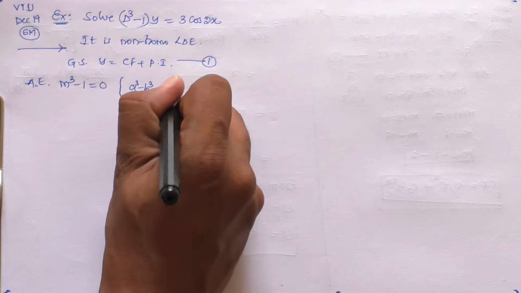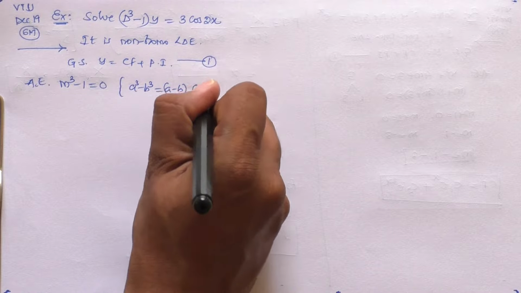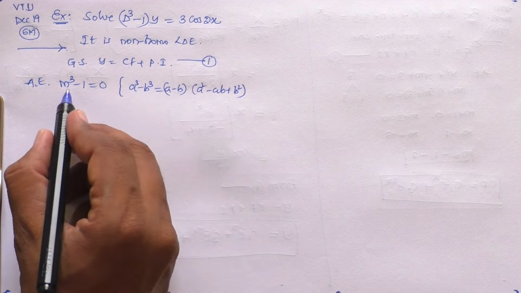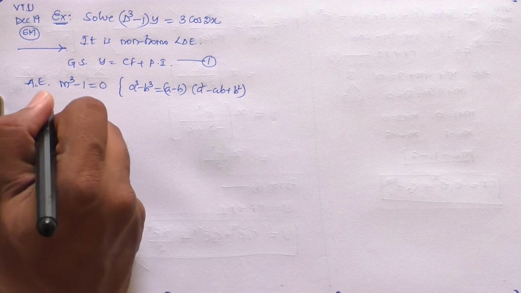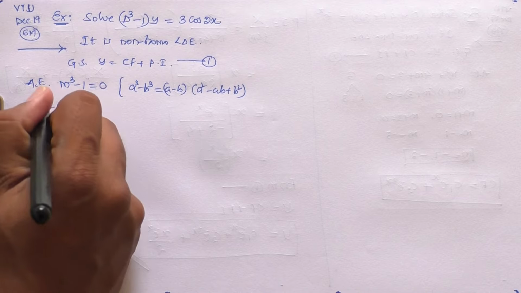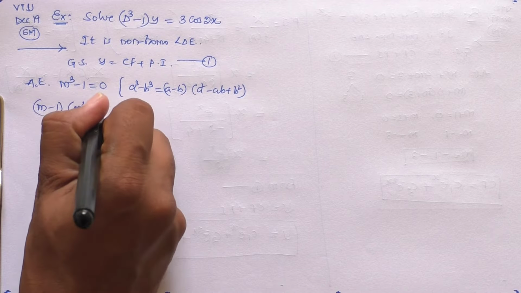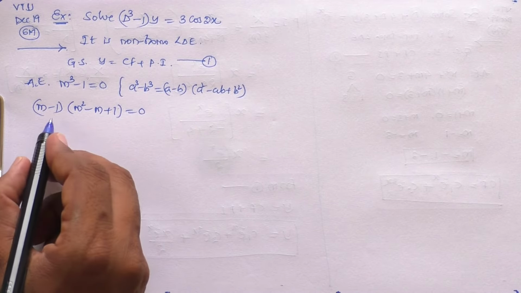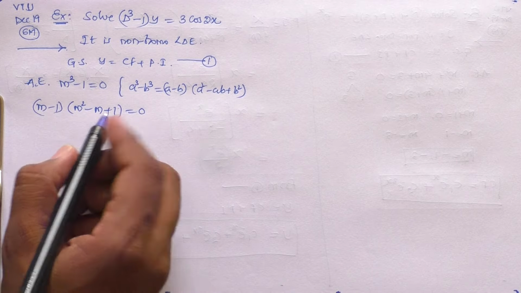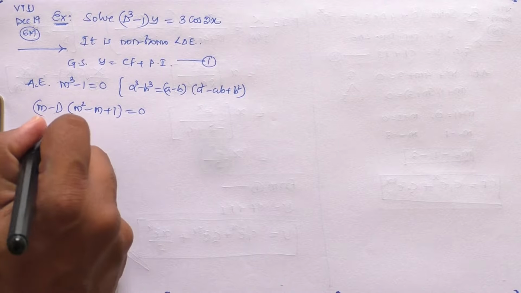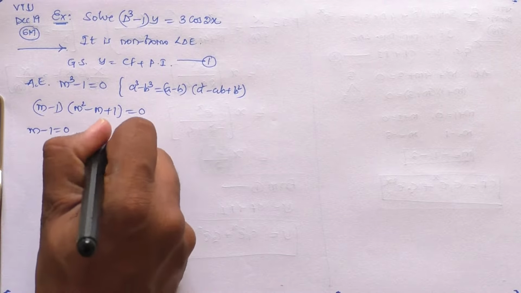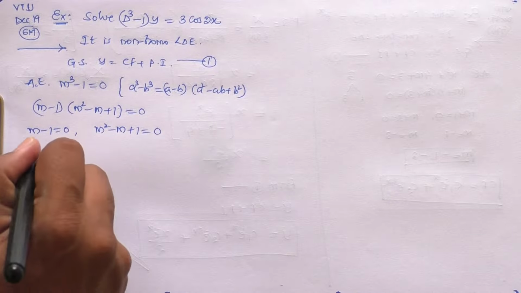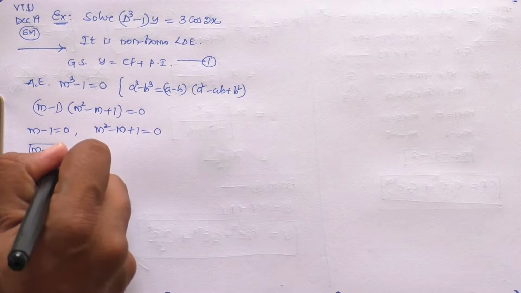So the a cube minus b cube formula is (a minus b)(a square plus ab plus b square). Here a is m, b is 1, so it can be written as (m minus 1)(m square plus m plus 1) equal to 0. So from this we have a product of two factors equal to 0. So m minus 1 is 0, or m square plus m plus 1 is 0. m minus 1 equal to 0 means m equal to 1. So one root we got.